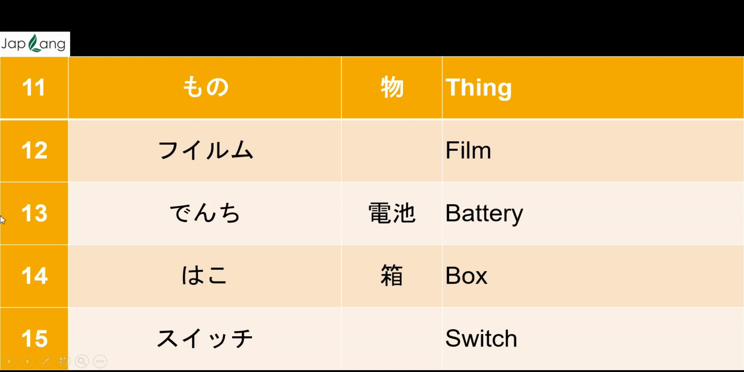Move to number 11. Number 11 says mono. Mono is thing. Filmu is film. Denchi is battery. Hako is box. Switch is switch. We'll make one sentence with mono. Example, donna tabemono ga suki desu ka? What kind of eatable thing do you like?